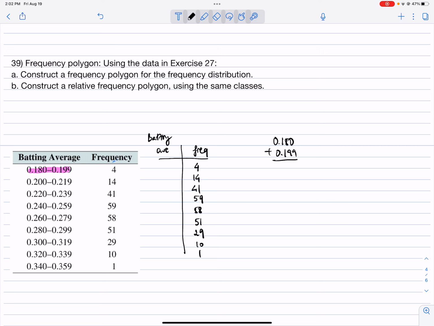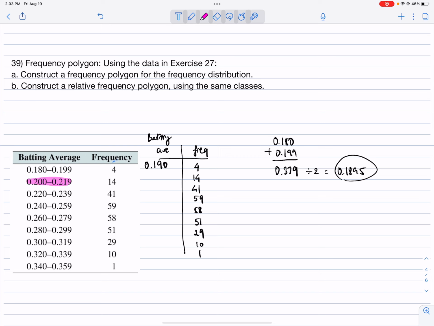So we add them together. So we will get 0.379, and then we divide this number by 2. If you look at the problem, it has 3 decimal places, and our result has 4. So we should round it to 3 decimal places. So that would be 0.190.